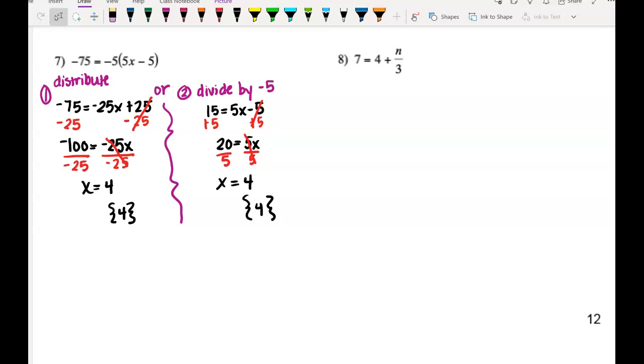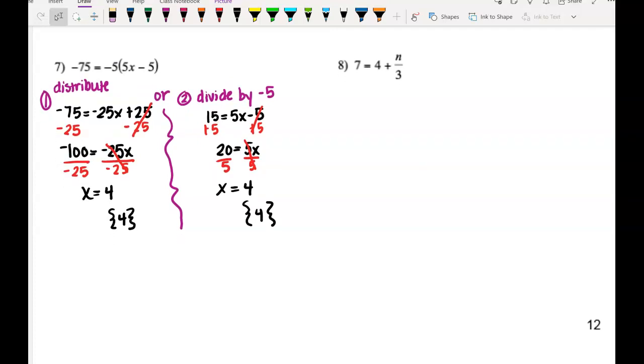All right, we've got some more examples to get through today before you get your homework, so we're going to work some more together here. So number 8, 7 equals 4 plus the quantity n divided by 3. This one has a fraction, but the entire side is not a fraction. So in this one, I'm going to write the steps off to the side here. The first step here would be to subtract 4 from both sides.